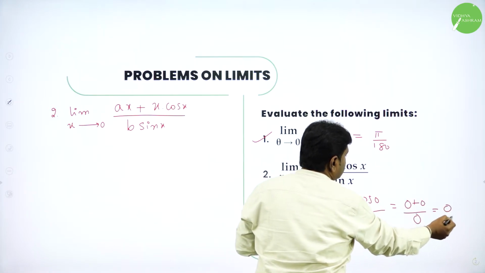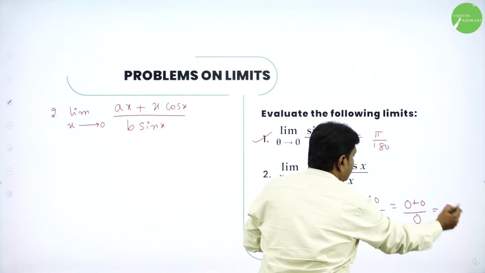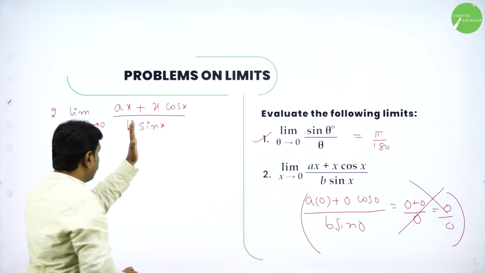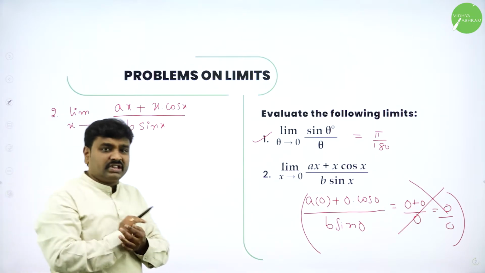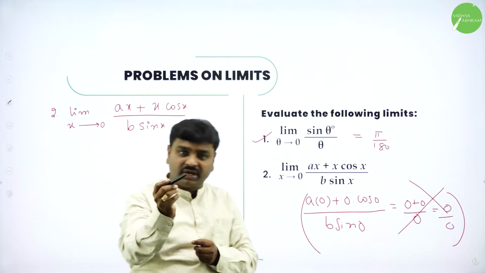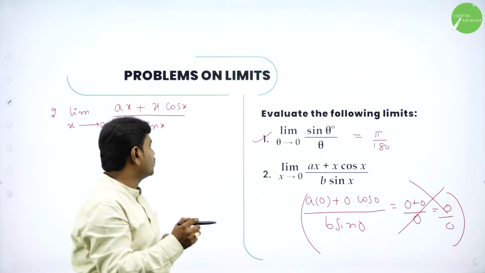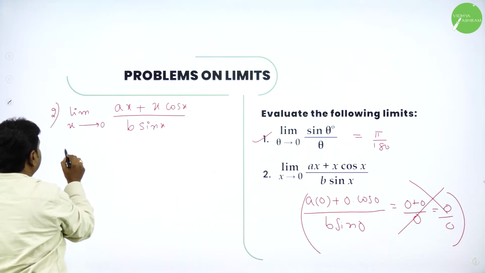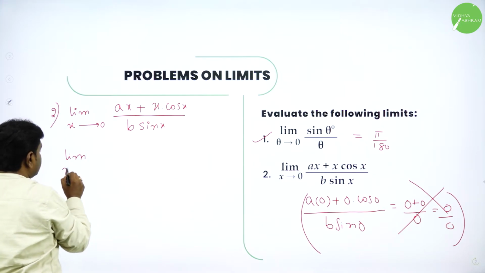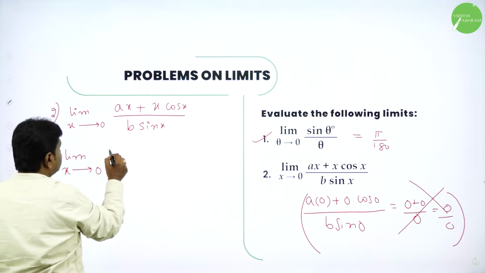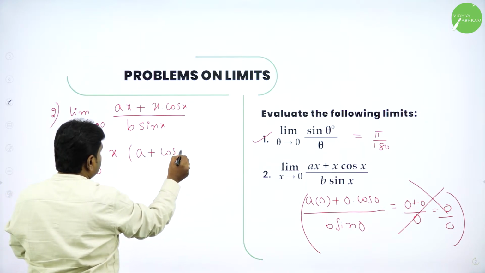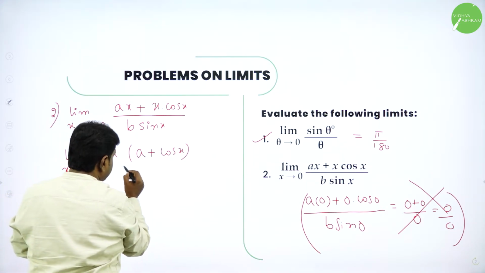So it becomes 0 by 0, you know 0 by 0 is a mathematical indeterminate, we should not get this form. So you have to simplify. We learned in the basic limits, when you apply limit you should not get 0 by 0. If you get 0 by 0, simplify. So in numerator I will take x common. So limit x tends to 0, I will take x common. If I take x common, I will be left with (a plus cos x) divided by (b sin x).